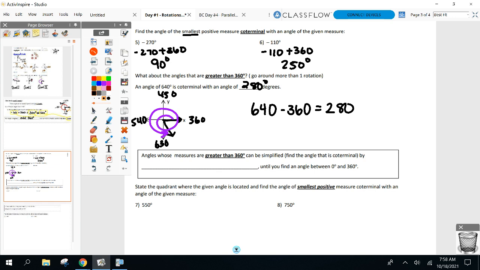So doing what we just did here, but just writing it down now, any angle that measures over 360 can be simplified by doing what? Subtract 360 from it, yep.